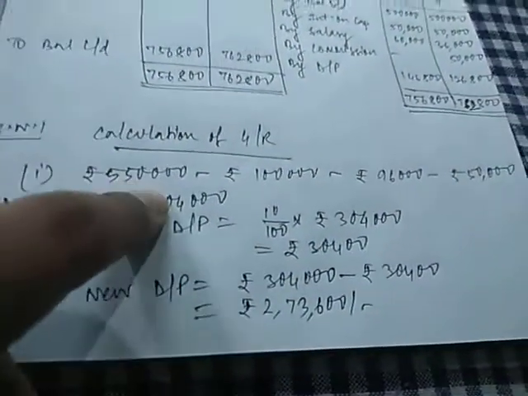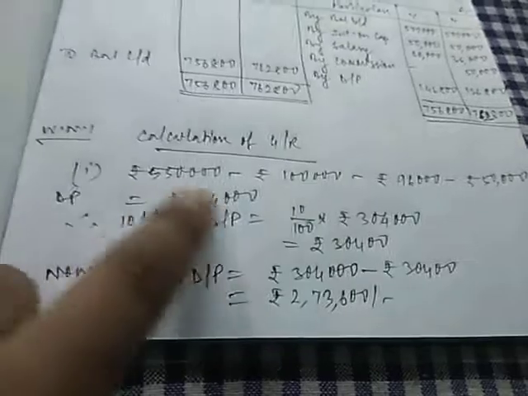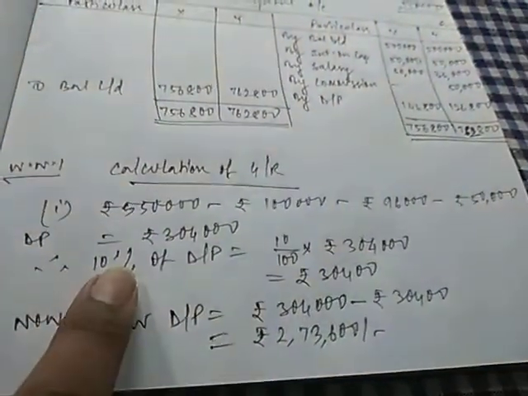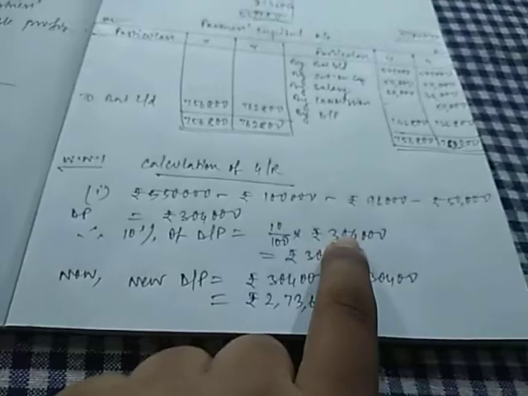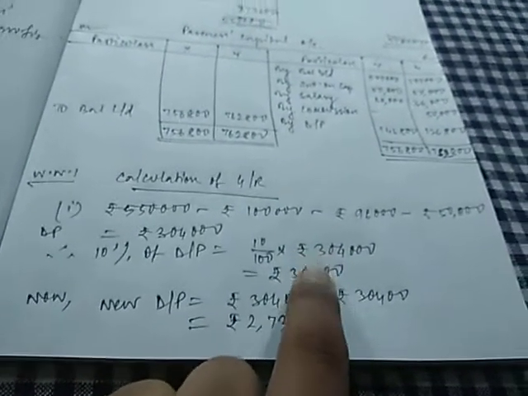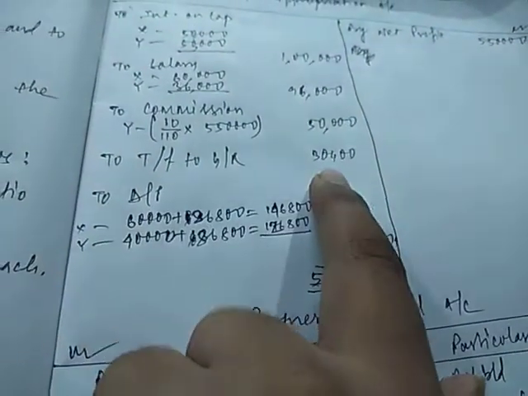Now this 3,04,000 is our DP. DP equals 3,04,000, and we need to transfer 10% of DP to general reserve. So we'll find 10% of DP, that is 10 by 100 of rupees 3,04,000. This gives us rupees 30,400. So this is the amount of transfer to the general reserve, and this 30,400 is written here in transfer to general reserve.